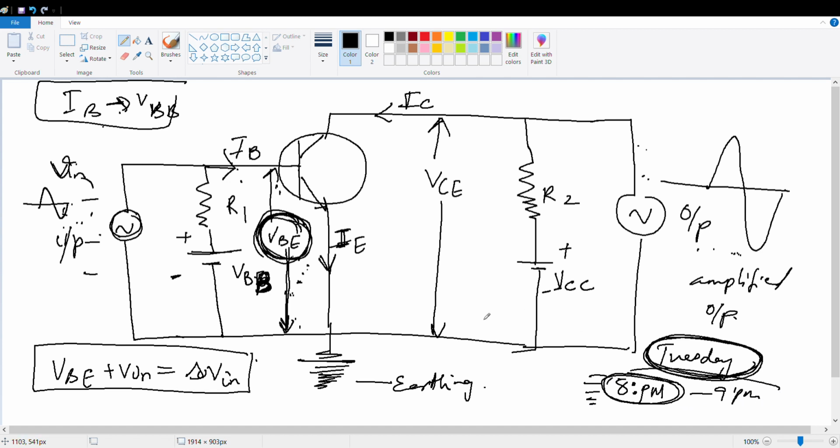So we'll study the amplifier part and we'll end the class with the NOT gate and logic gates. Then with that the chapter will be finished.